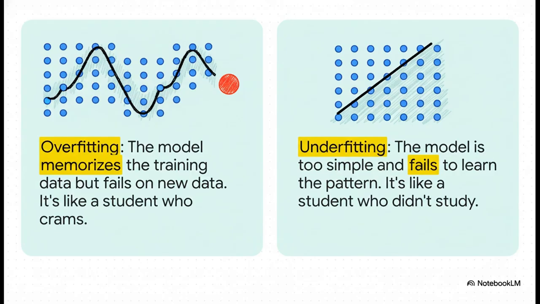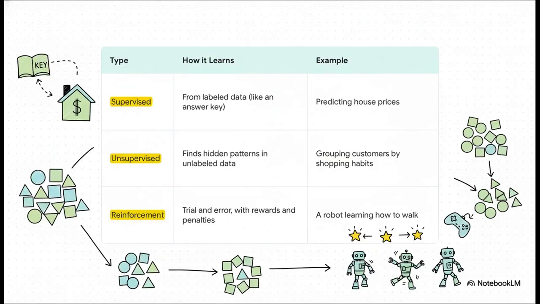On one hand, you've got overfitting. This is like that student who just memorizes the answers for the test. They can ace the practice questions, no problem. But the second you give them a new problem they've never seen before, they're completely lost. On the other hand, you have underfitting, which is like the student who just didn't get the lesson at all. The model is just too simple to even find the basic pattern. The real art of machine learning is finding that perfect sweet spot right in the middle between memorizing and not learning enough.